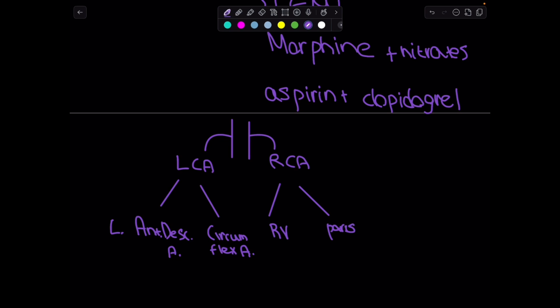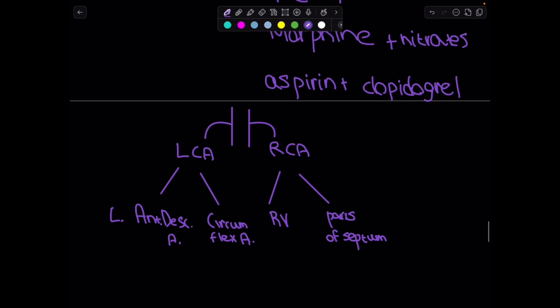So what branches does the right coronary artery have? The right coronary artery, RCA, has several key branches. The conus artery, supplying the right ventricular outflow tract, the sinoatrial nodal artery, supplying the SA node in 60% of people.